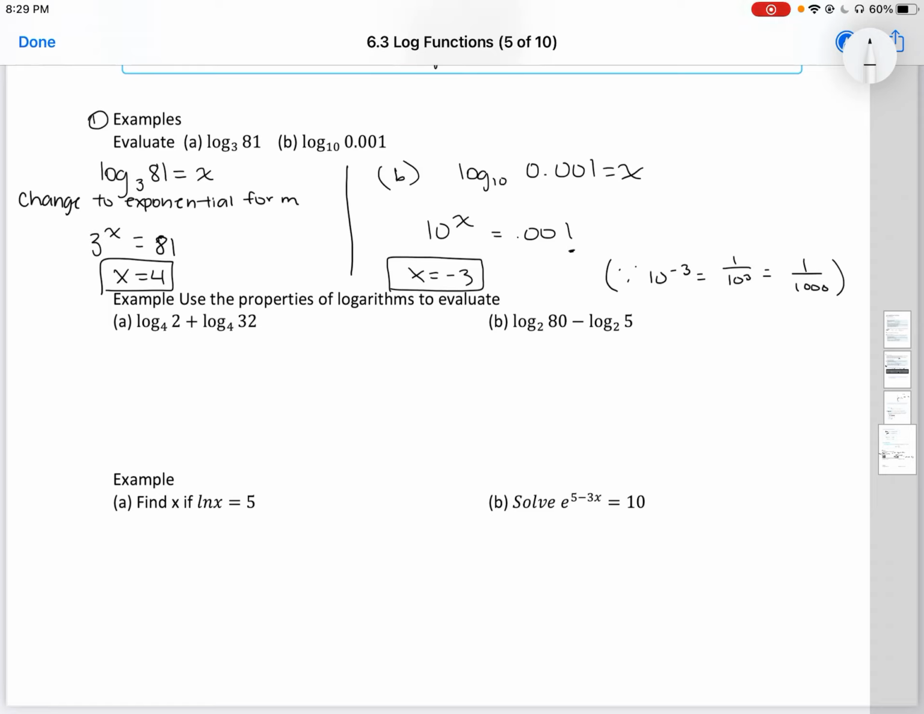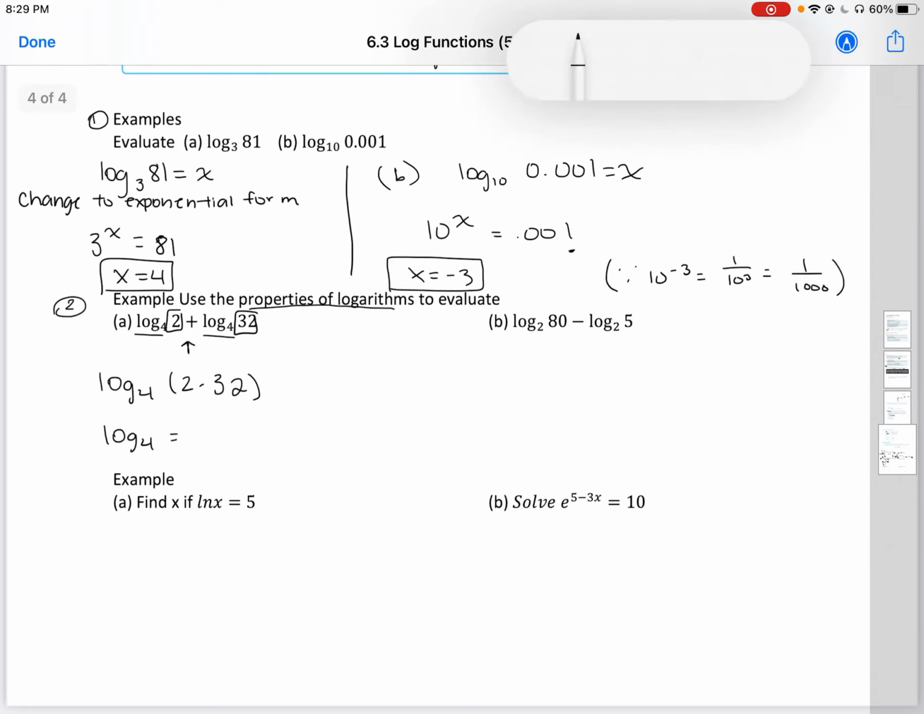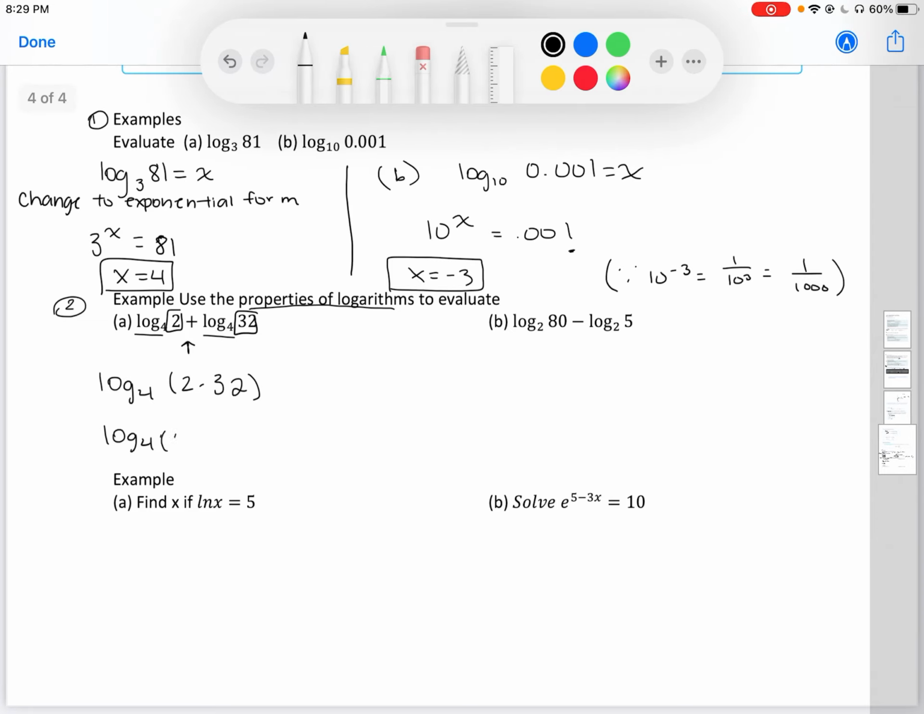Our next set of examples, we're just studying our properties of logarithms, just so that you remember how they work. Here we see that they have the same log base and they're being added. Because they're being added, we can take their arguments and multiply them. So I have log base 4 of 2 times 32, which gives 64. And we can actually evaluate, like our question's asking us to. 4 to what power gives us 64? We get x is equal to 3.